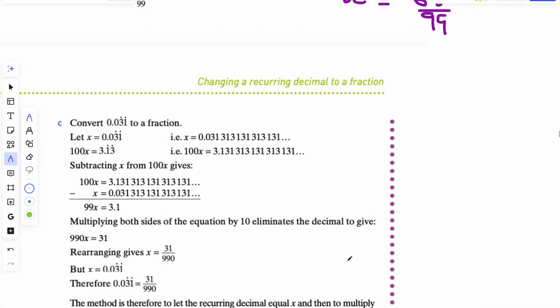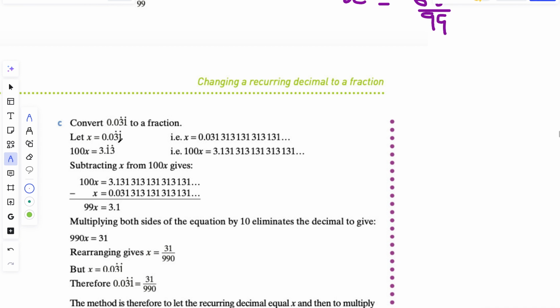Let's see, what of this one? Two numbers repeated themselves, but after 1 zero. So it's still 2 digits that are repeating themselves, but after 1 zero. So we say if two numbers are repeating themselves, but you write the first 0, you say let x equal to 0.031, like that.